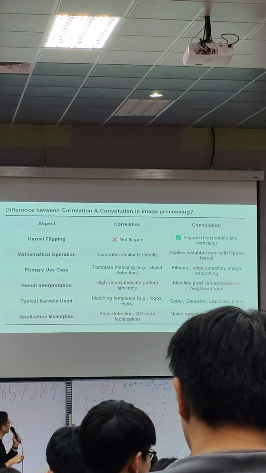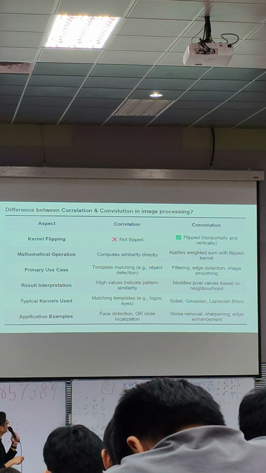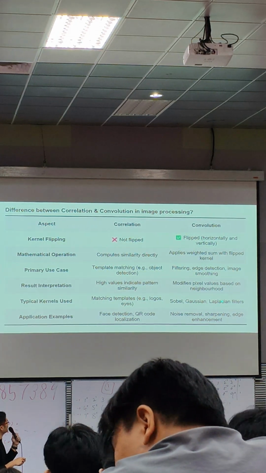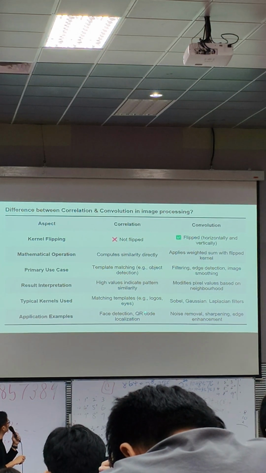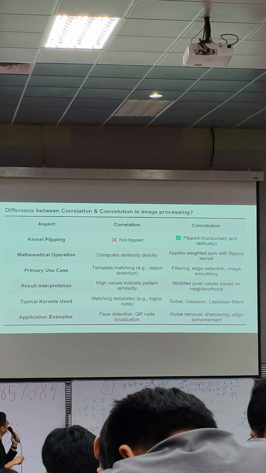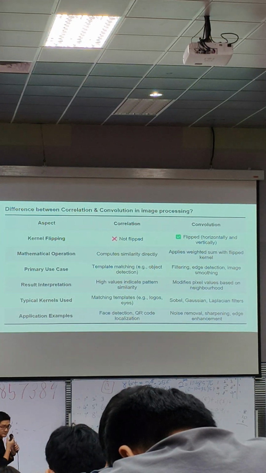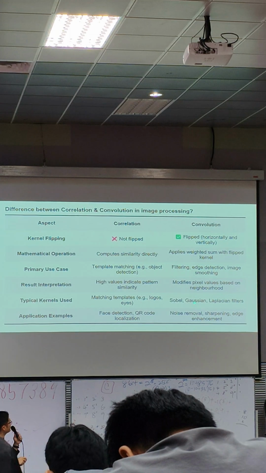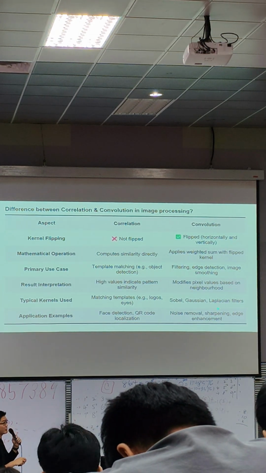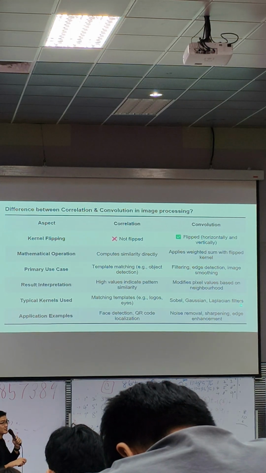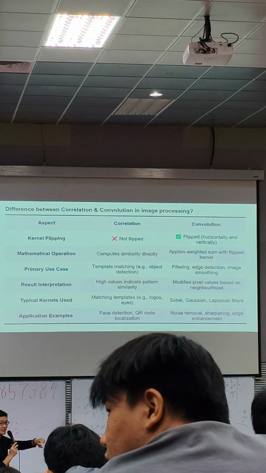Convolution is good for Sobel. Sobel is the edge detector. Gaussian, Laplacian filter. Applications: face detection, QR code localization, noise removal, sharpening, and edge enhancement. What is the difference between Gaussian and Laplacian? What is Laplacian? We are going to explore after this. Let us take a 5-minute break, then we continue.